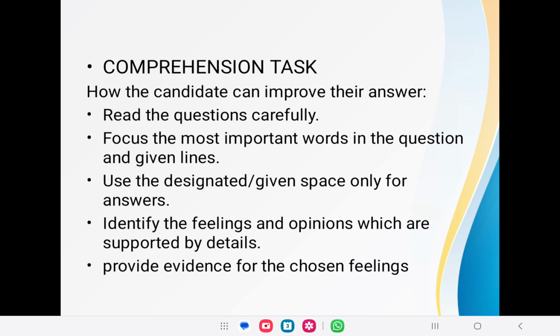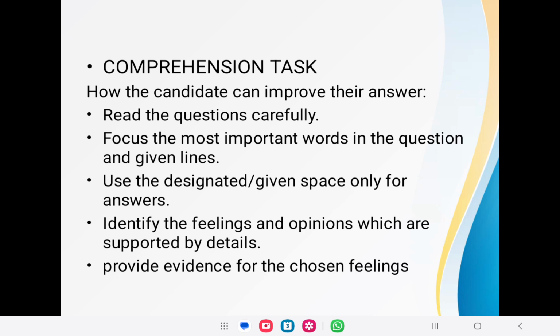In comprehension task, there are a few key points that you all must remember. First of all, how you can attempt this question in the most effective way, how the candidate can improve their answer. First one, read the questions carefully. That means if you are not clear about the target, the point of the question, if you miss the point of the question, you won't be able to answer correctly. Read the questions carefully, focus on the most important words in the question and given lines.